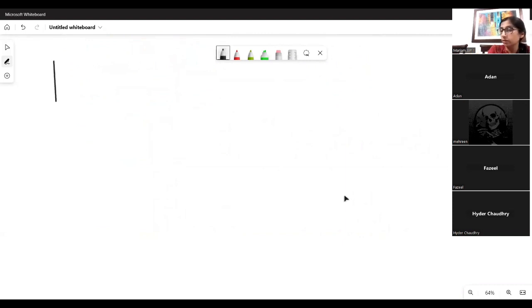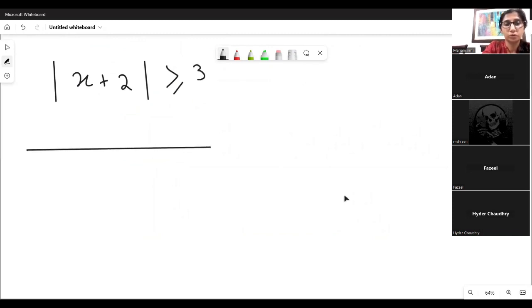What about this one? X plus 2 is greater than equals to 3. Let's first use number line to solve this. What should I write here first? किस नंबर से शुरू करें नंबर लाइन को? -2. Equate this to 0 and you get -2. So we have -2 here.